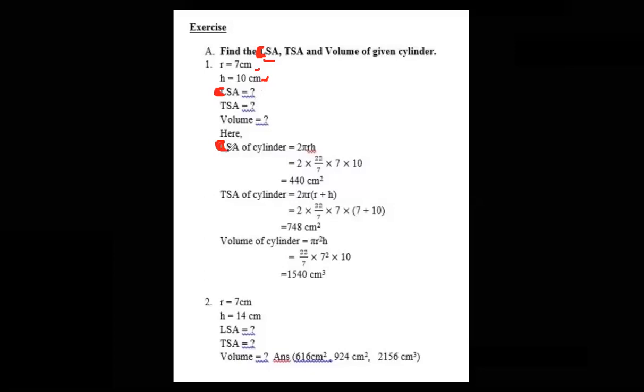What is the formula of CSA? Do you remember? 2 pi r h. So 2 pi r h is the formula for the cylinder. Just put the values and get the answer. 2 pi means 22/7, radius is 7, and height is 10. The value of pi is not given anywhere, you need to memorize it yourself. Pi means 22 by 7.